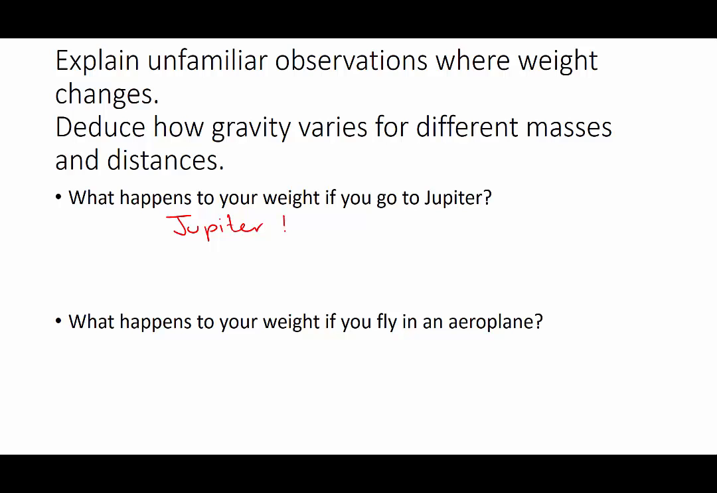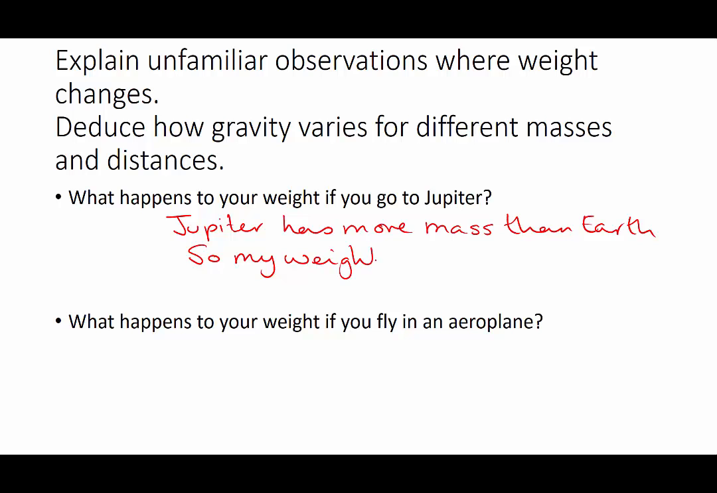So if we were to go to Jupiter, well, Jupiter has much more mass than the Earth does. So as a result, the gravitational field strength is going to be much, much stronger. So because of that, my weight is going to be significantly heavier. In fact, it would be so significantly heavier that I would crush my own bones.